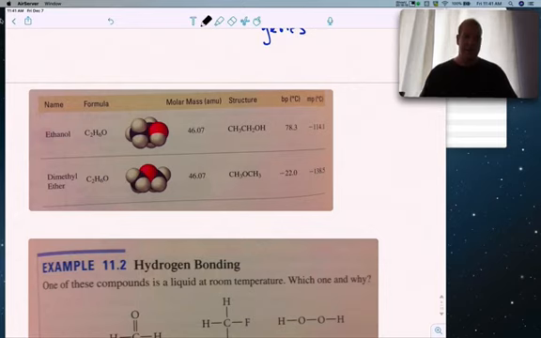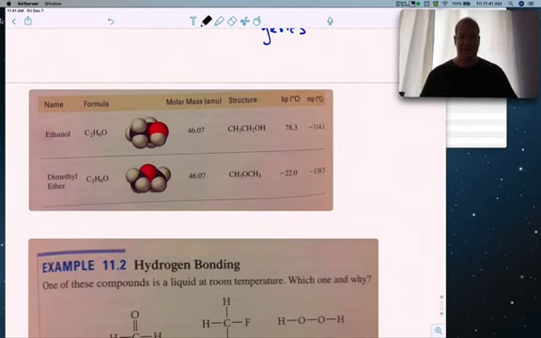Here are two polar molecules: ethanol and dimethyl ether. They're isomers, the same types of atoms but different connectivity. The difference is that in ethanol the oxygen is attached to a hydrogen, the OH group, whereas in the ether the oxygen is attached to two carbons. The boiling point for dimethyl ether is negative 22 degrees, and ethanol's is close to 80 degrees.